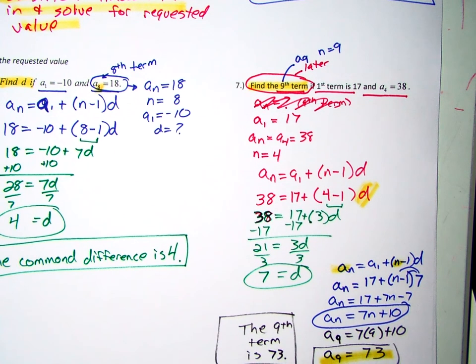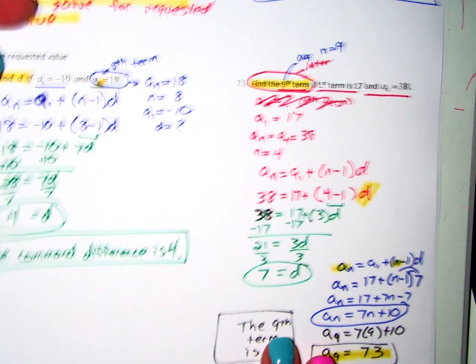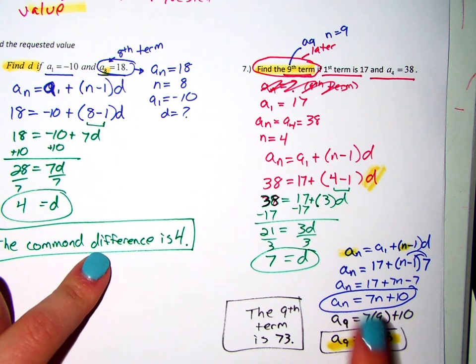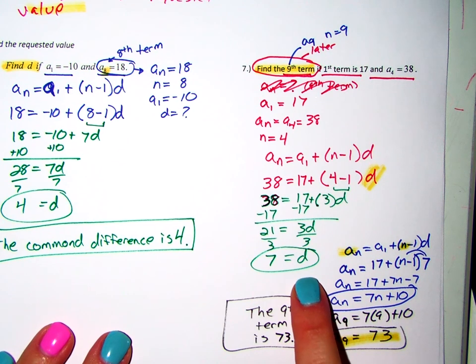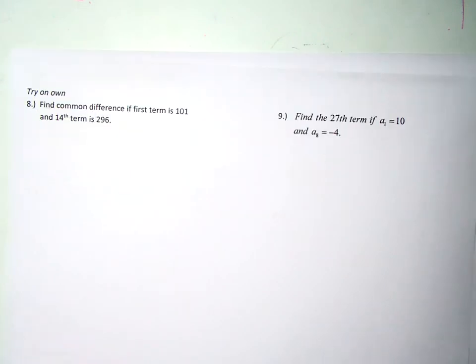Okay, so just make sure when you're going through these, once you've substituted everything in, see whether or not that's the actual answer. In this case, we found the common difference, and that wasn't the answer, so we had to take it a step further. So now you're going to try problems 8 and 9 on your own, and we will go over them in class tomorrow.